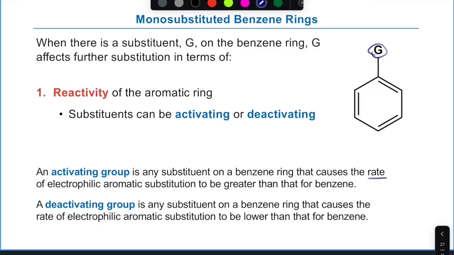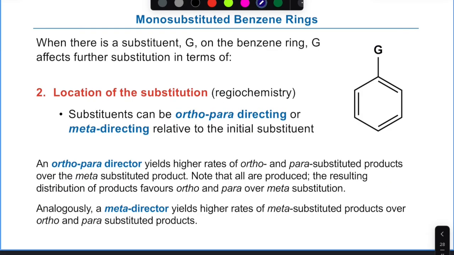That's pretty much it. Then a second thing to consider is where on the molecule it is going to react. It can either be ortho-para directing, so these positions are ortho and para, and then these positions are meta to the G substituent. So these ones are ortho. Oh, that's not how you spell that. And then this is meta. And this one is para. So that's the second thing to cover.